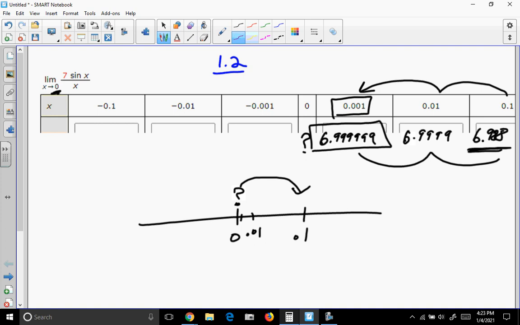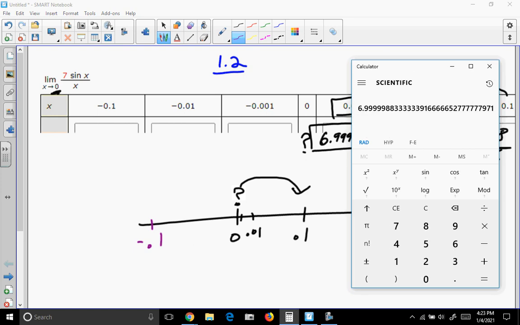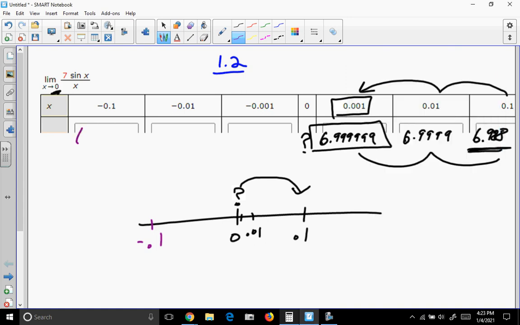But we need to check from the other side. So if we go a tenth to the left and put in negative 0.1, take sine of negative 0.1 and divide by negative 0.1, we get 6.988. If we put in negative 0.01, we would end up getting 6.9999, and then we would get this here.